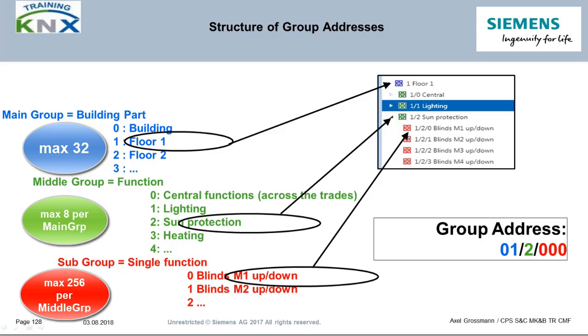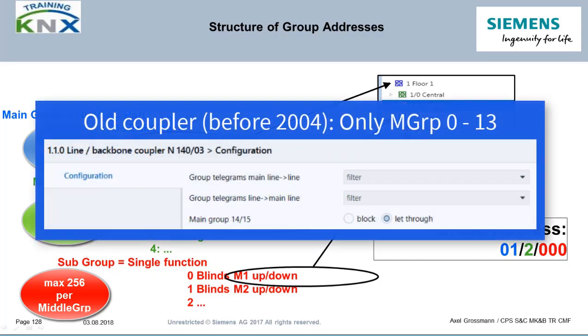More middle groups could be assigned to safety and security and to energy management. 2 blocks of main groups. Main groups as from 14 and up cannot be used with old line couplers. Old means they must have been assembled before the year 2004. They had only limited memory, which was good for 14 main groups.